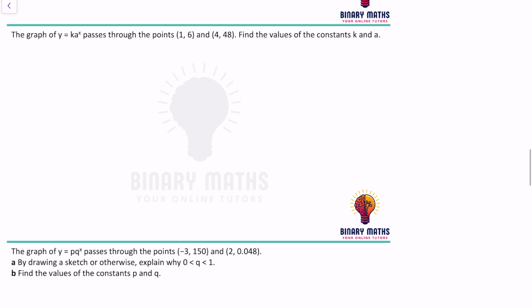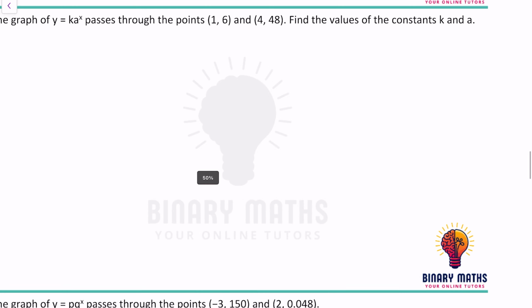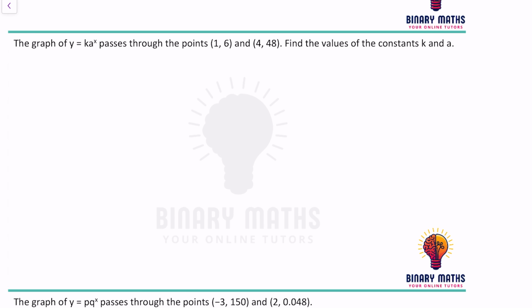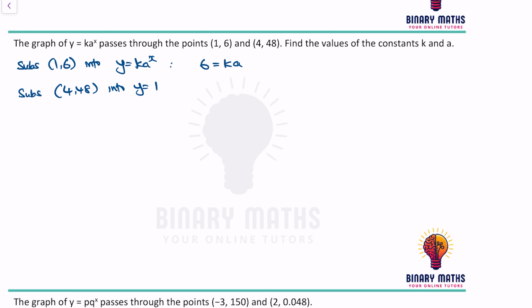The graph of y is equal to k a to the power of x passes through the points (1, 6) and (4, 48). Find the values of the constants k and a. So if I substitute (1, 6) into y is equal to k a to the power of x, then I get 6 is equal to k a to the power of 1. So I can leave it like that. Now if I substitute (4, 48) into y is equal to k a to the power of x, then I get 48 is equal to k a to the power of 4. So this is equation 1.